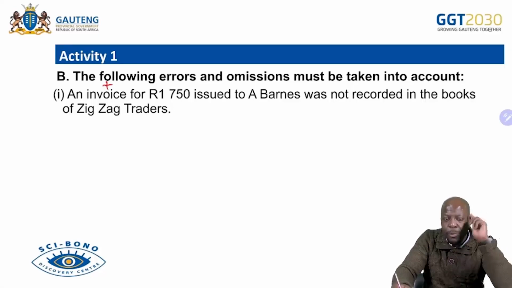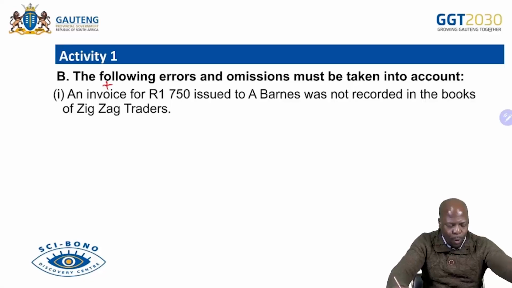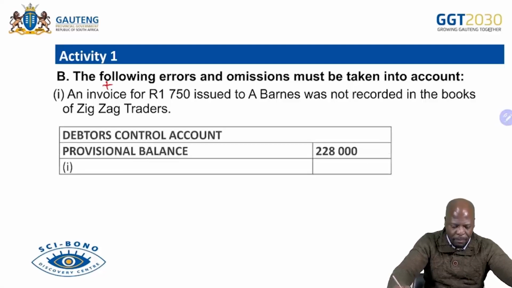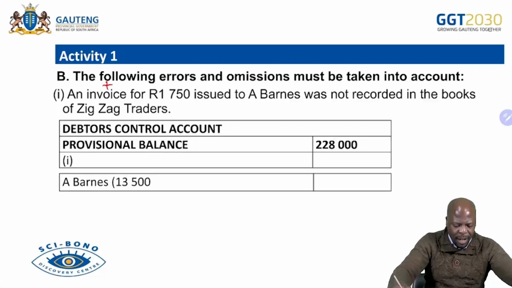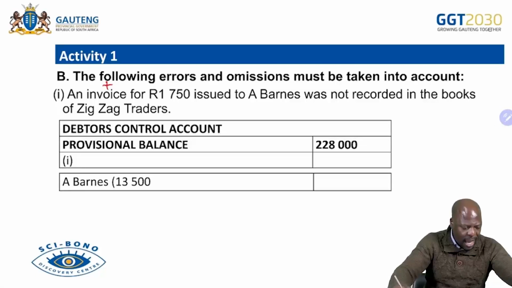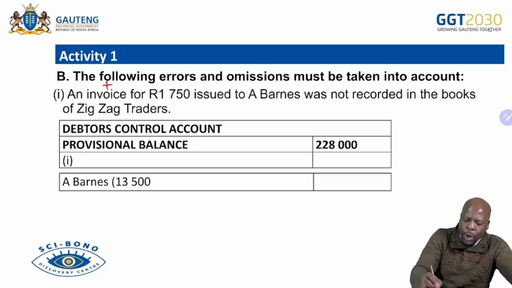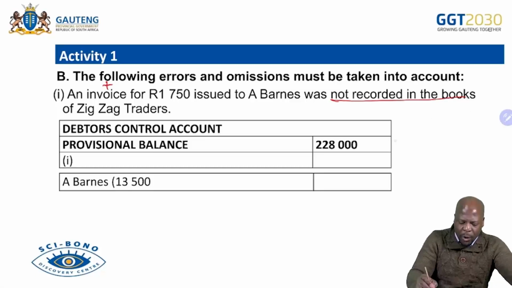What comes to your mind? You remember the table that I showed to you when a source document is not recorded at all. You remember that one? Okay, let's see now what would then happen. All right, so here we're given provisional totals. Remember, this is the debtors control, and we are also given the debtors list, that is Mr. A Barnes. But what are they saying? An invoice was not recorded in the books. If it is not recorded at all, we should therefore record it.